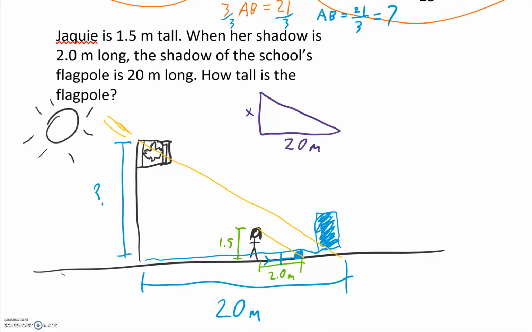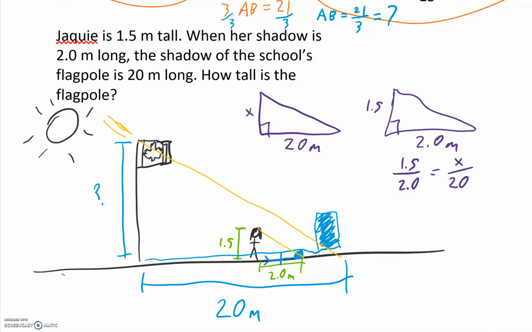And we have 20 meters. And we know this is going to be the 90 degrees because it's the ground. And 1.5 versus 2.0, right? If these are similar triangles, then we need to compare the ratio here. So 1.5 divided by 2 needs to equal x divided by 20.